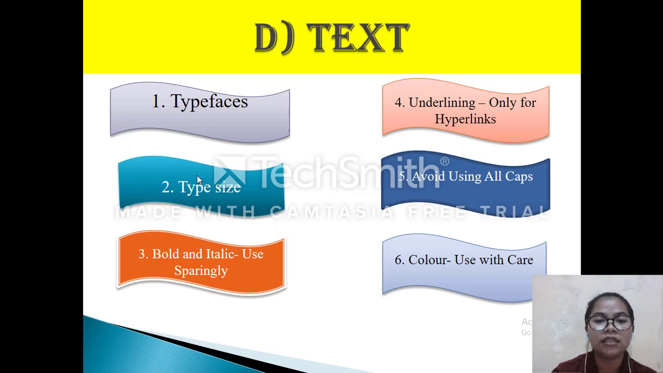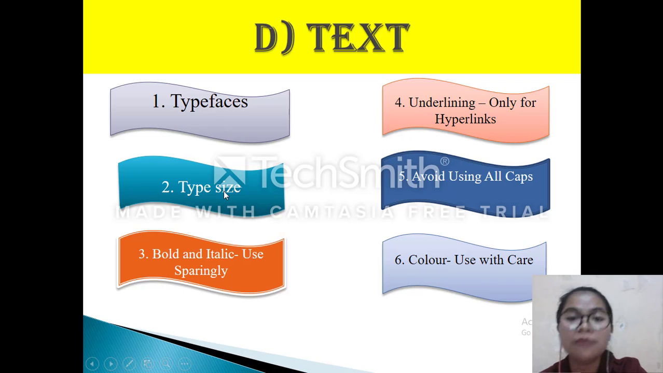And the next is text. In element text, there are 6 subheadings. The first is typeface. In online learning, there are 2 types of typeface, namely serif and non-serif. However, in online learning, it is recommended to use serif type such as Georgia and Times New Roman.